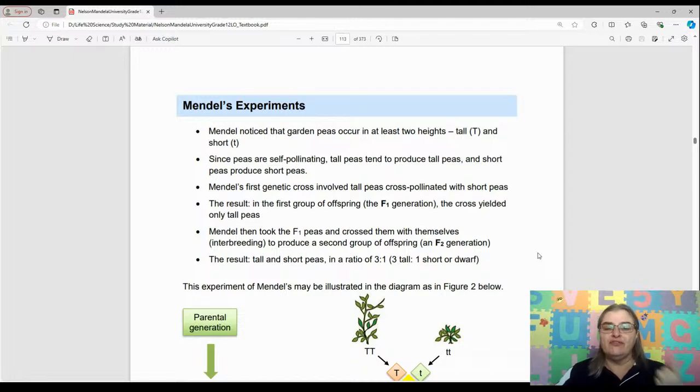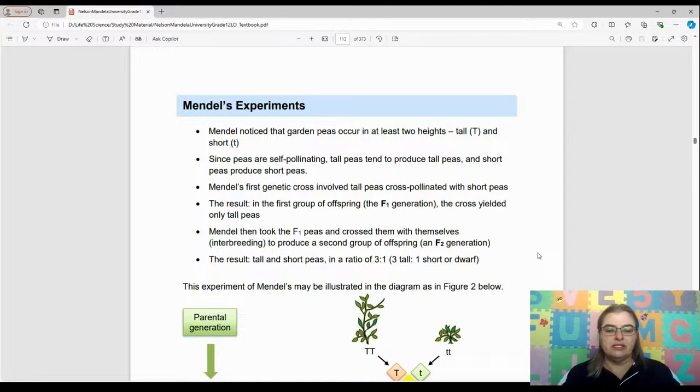So Mendel took the F1 peas, and so he had now taken the original parents away. He took the resulting babies, or the children, if you like, the F1 peas, he crossed them with themselves. So he interbred those generations. And he then produced what was called the F2 generation, which is the second group of offspring. The result was quite surprising, I think. Tall and short peas, but in a very specific ratio of 3:1, which means for every 4 plants, he ended up with 3 tall ones and then 1 short or dwarf plant.